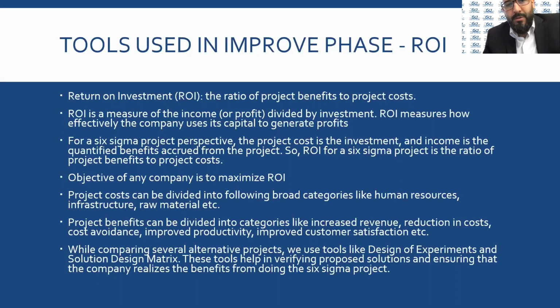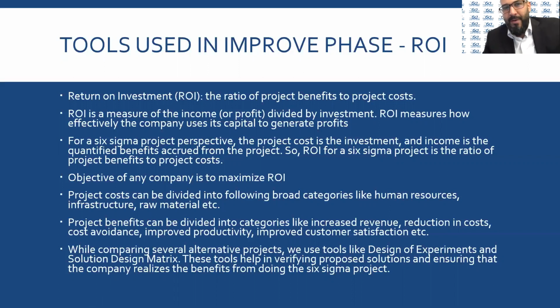Return on investment is a measure of the income profit divided by the investment. It measures how effectively the company uses the capital to generate profit. So we need to know how much money you invested and how much you could get back. For a Six Sigma project, you have to increase and maximize the return on investment for any company. This is the goal: to go with the highest return on investment.